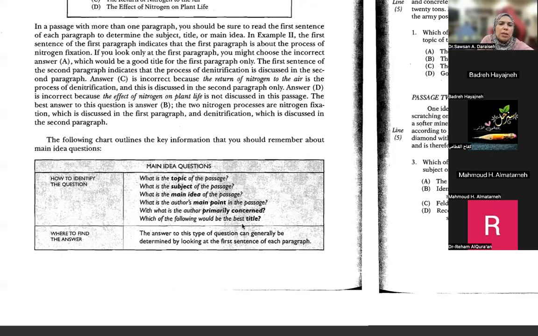Which of the following would be the best title? This is also, like if you wanted to choose a title, which one of these would be a title? Because the title usually is a summary of what the whole passage is about, if it's one paragraph, but if there are two paragraphs, it's going to be the title of both paragraphs together, all right? So where can you find the answer? Look, the answer to this type of question can generally be determined by looking at the first sentence of each paragraph.